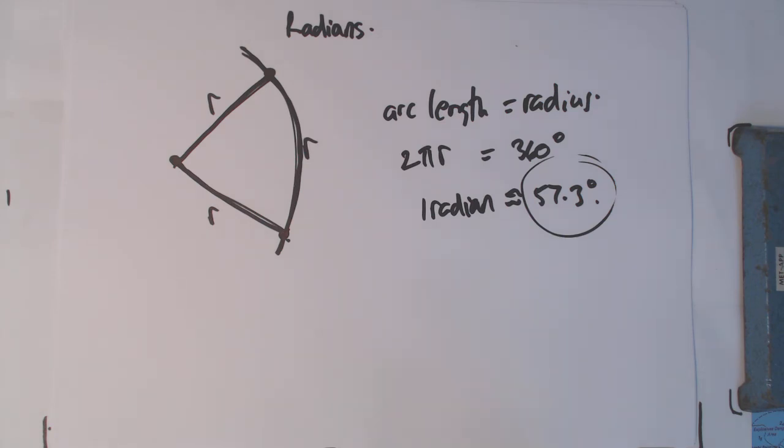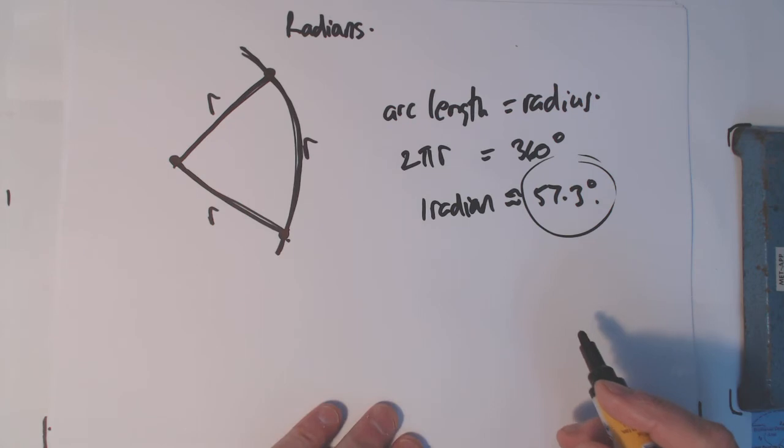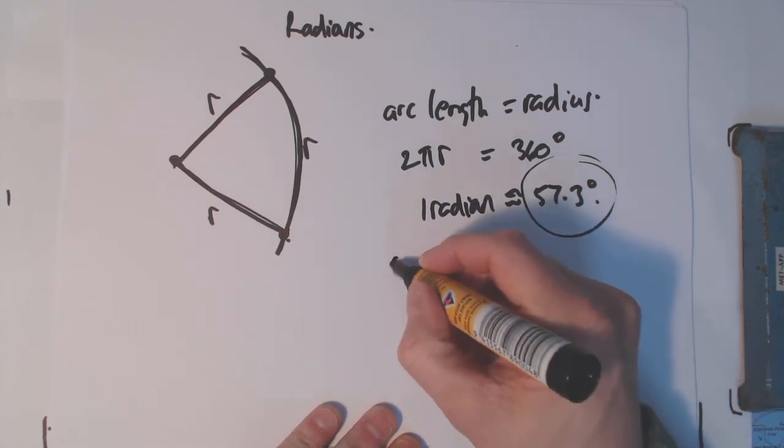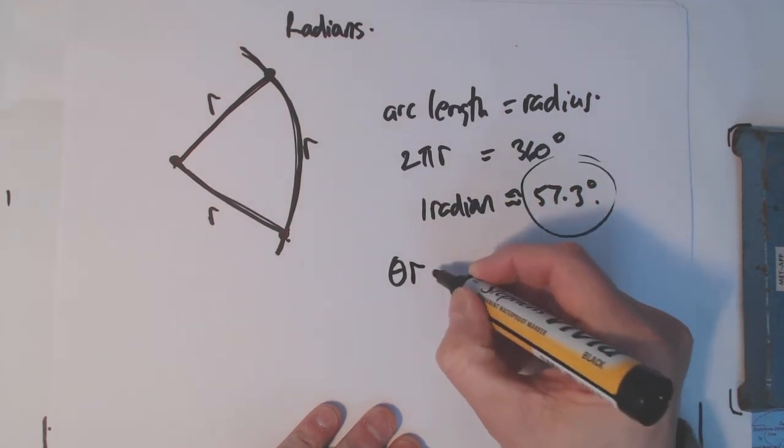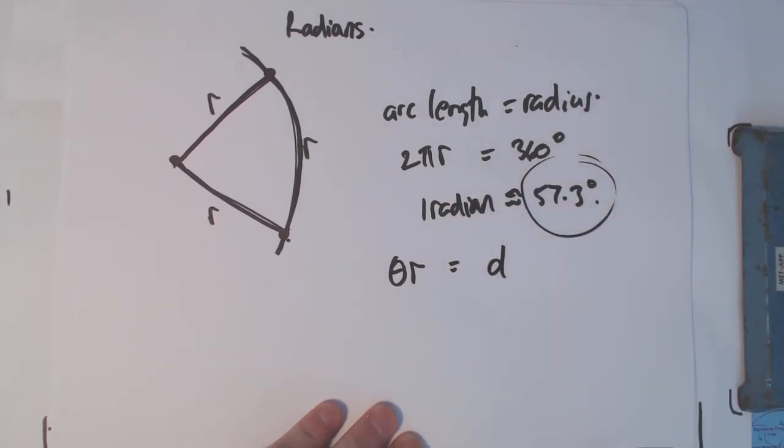Very nice thing with this whole radian business, and we're going to use it a lot with our angular work, is that if you've got an angular distance and you multiply it by the radius, then you will get the distance.